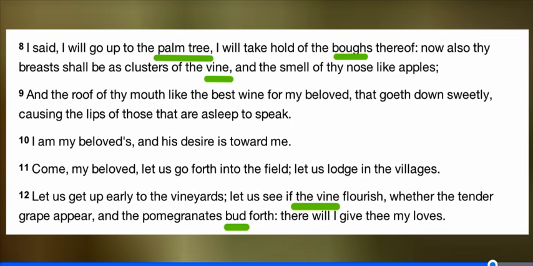So this is the Song of Solomon, chapter 7. And look at this quotation. This isn't the poem, this is from the Bible. And look at this. I said, I will go to the palm tree, take hold of the boughs, clusters of the vine, let us see if the vine flourish, the pomegranates bud forth. I don't think it's a mistake that this many words that I've underlined here, palm tree, boughs, vine, bud, they're all in the poem, and they're all in Song of Songs 7. So you can draw your own conclusions from that.